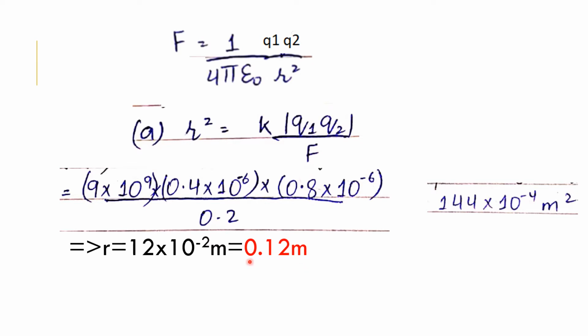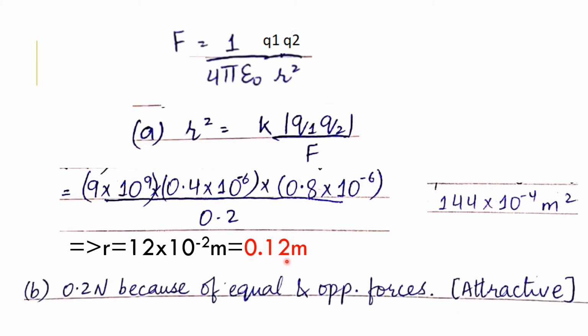This is the distance. The B part is what is the force of the second sphere on the first. Both forces will be equal and opposite, so we get the same value, 0.2 Newton only. Force will be the same. That is the solution of that problem.